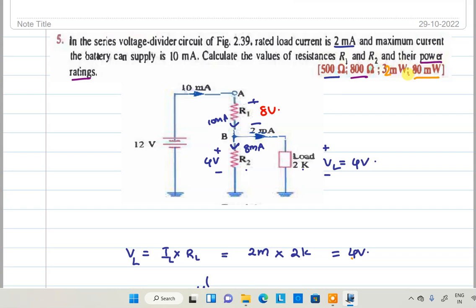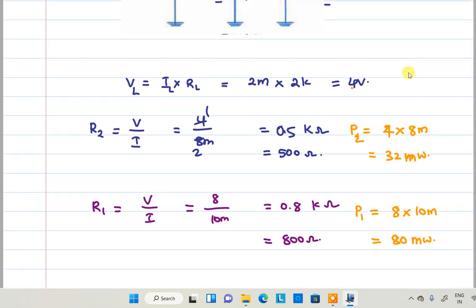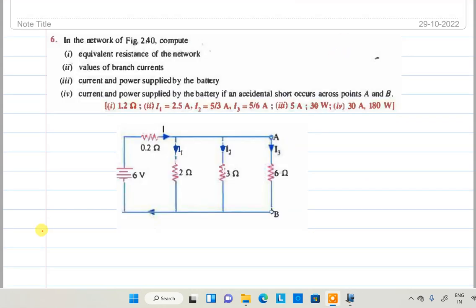All of you got the idea? This is the way to find out the values of R1, R2 and power ratings. Okay. So next we are moving to problem number 6. Here in the network shown in the figure, the equivalent resistance of a network. So what is the equivalent resistance of a network? How to find out? 6 ohm, 3 ohm and 2 ohm connected in parallel.